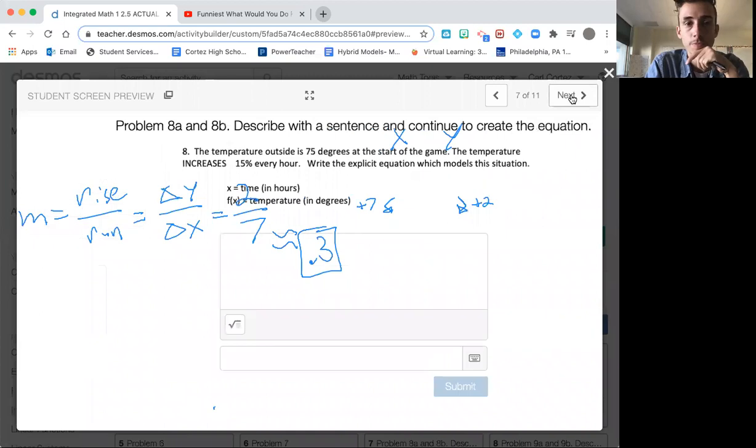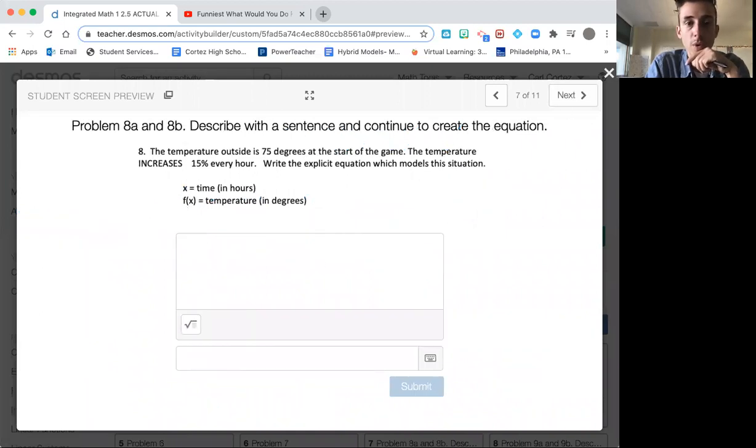Hope that helps. Making the equation here, I'm going to talk about this in words first. The temperature outside is 75 degrees at the start of the game. So starting at 75 degrees, temperature increases 15% every hour. So we are working with a percentage here. So I'm assuming we want to multiply with the previous amount. So multiplying with 1.15.